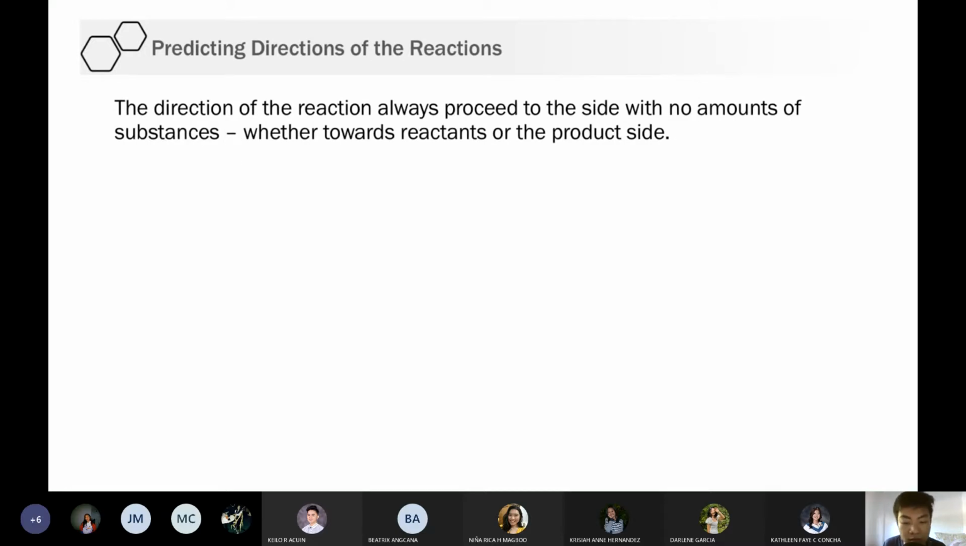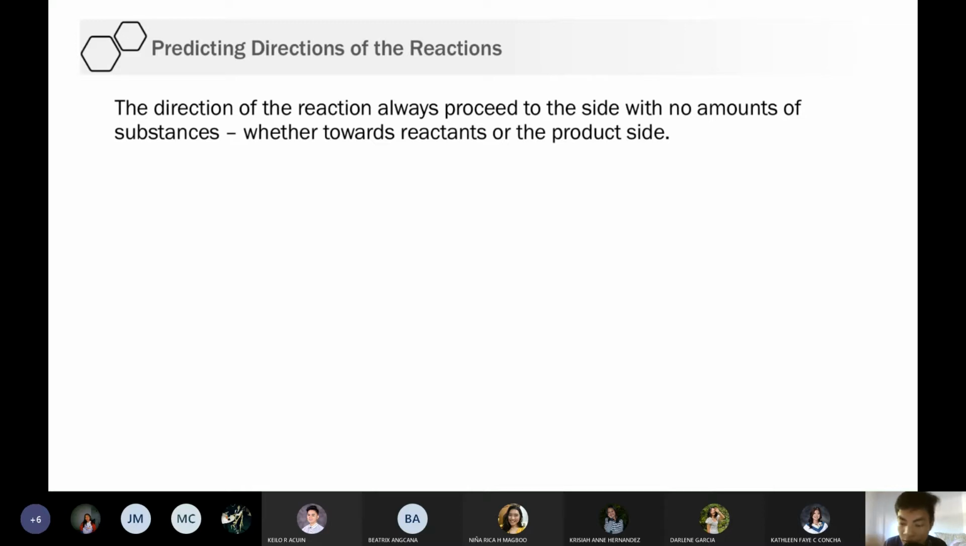We also covered the topic on how to predict the direction of the reaction. Suppose you are given certain amounts of substances, you may want to check whether the reaction is going to the product side or to the reactant side, because there are two reactions happening at once. In order for them to establish equilibrium, the system must proceed in just one direction to achieve the balance.